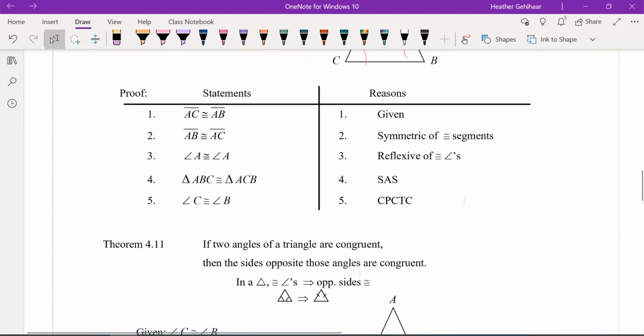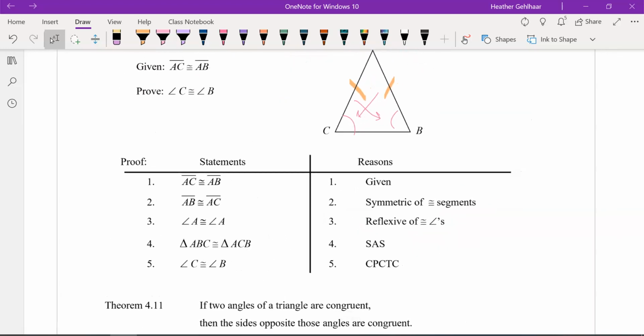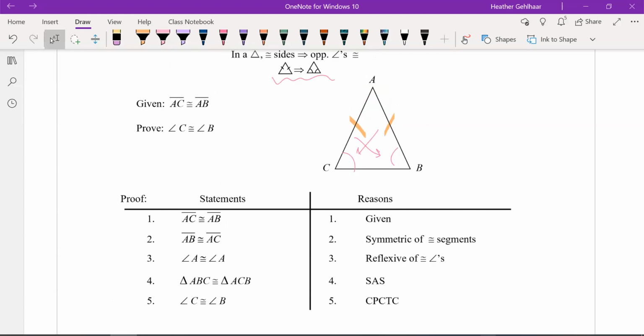And here is the proof to get that. So we are given that AC is congruent to AB, right? So what I have in orange right now, AC and AB, that's given. Then we know that AB is congruent to AC. So that is just honestly taking AB, writing that first, and taking AC, writing it second. We know angle A is congruent to itself, right?